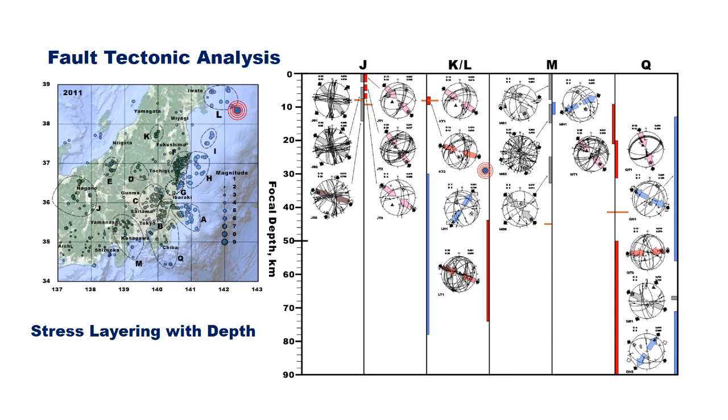a similar aspect is found. In the shallow part NW-SE compression, the deeper part nearly EW compression. Near Tokyo, Chiba, NNW-SSE compression in the shallow part, EW compression in the deeper part.